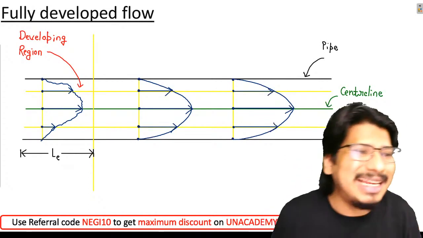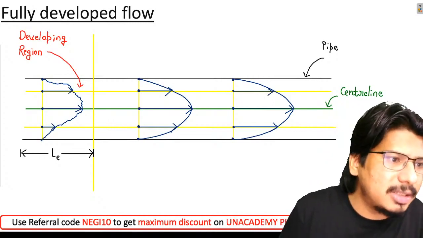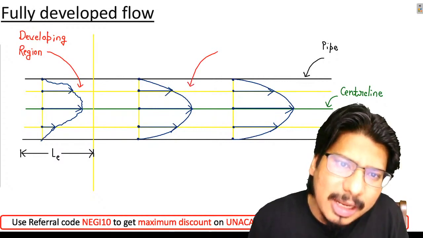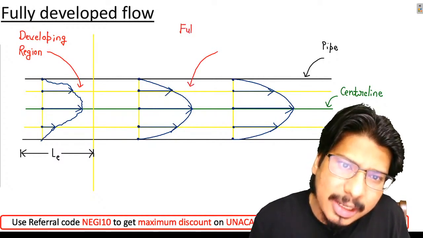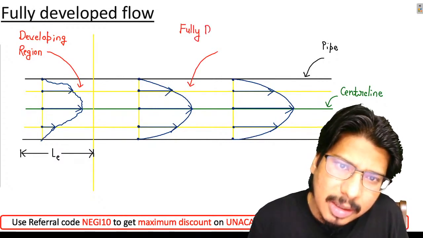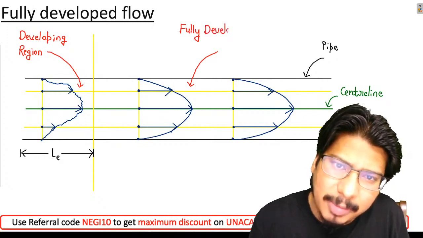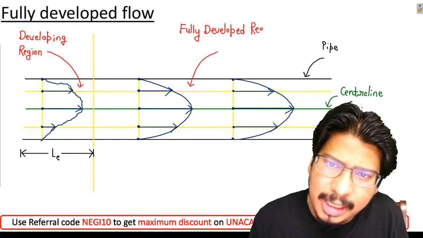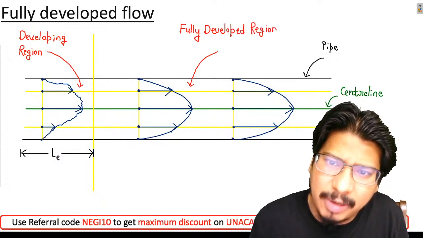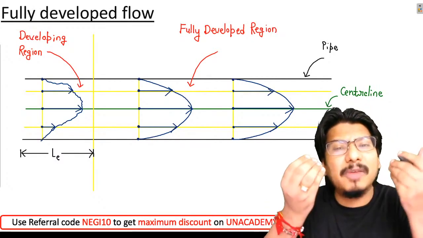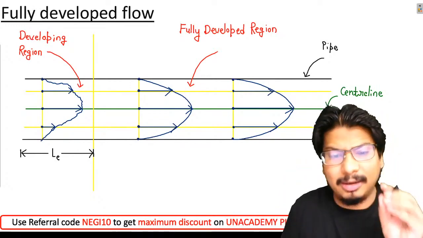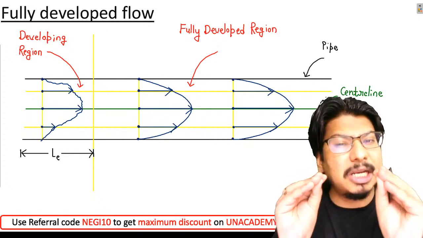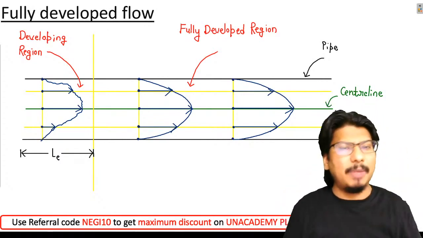And this region is known as the fully developed region. So I'm talking about this region, the fully developed region. In this fully developed region, you will have the fully developed flow, meaning you will have the well defined velocity profile. Now look here, try to understand what I'm saying. Please listen carefully, beta.